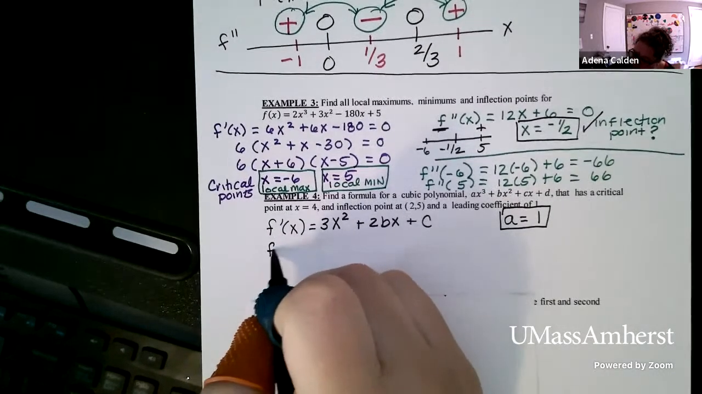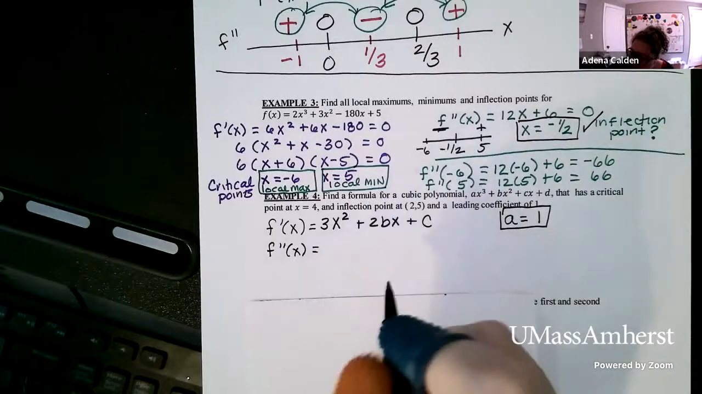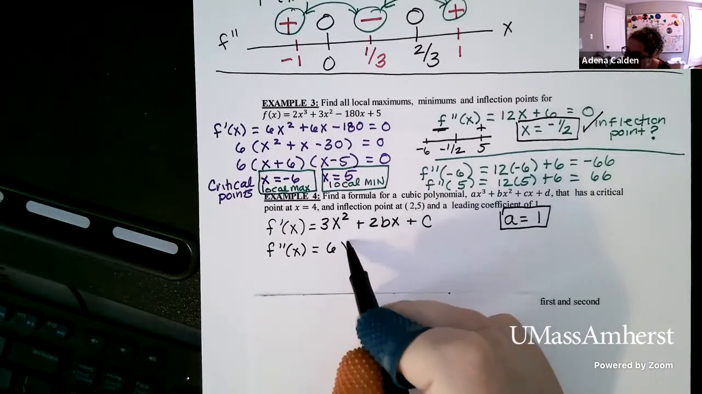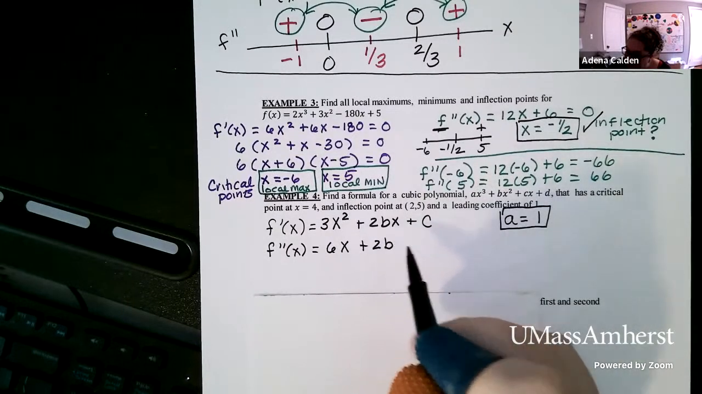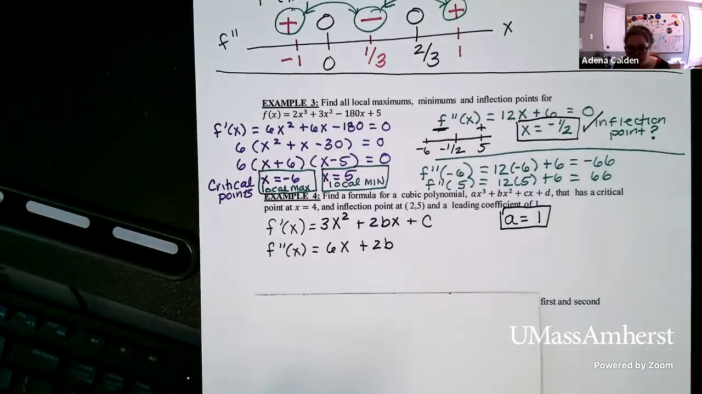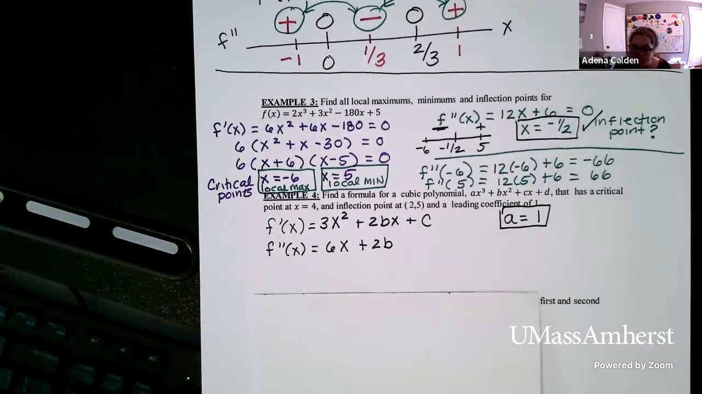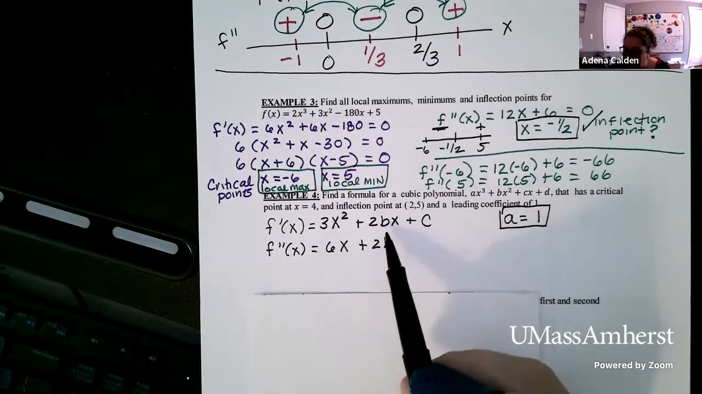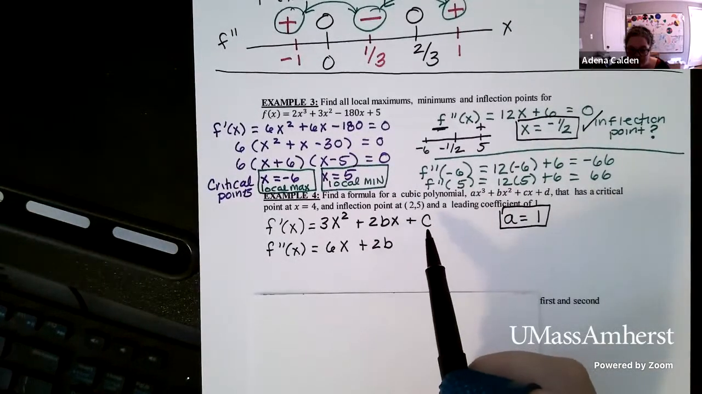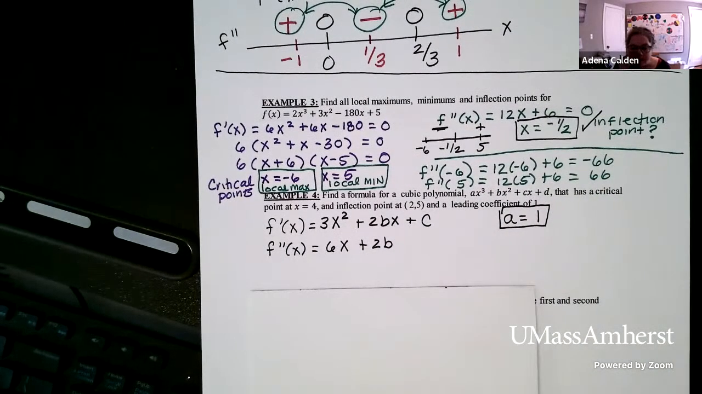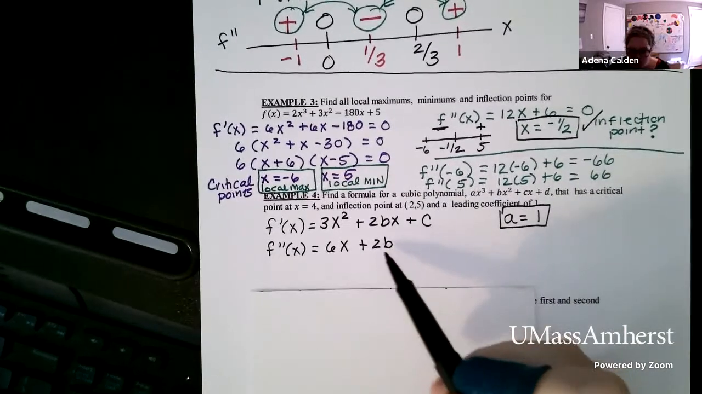We also want to find the second derivative, and hopefully you'll be able to tell why I recommended that in a few minutes. But here, when we take the derivative, we get 6x plus 2b. The derivative of c goes away because, again, now c is a constant that's by itself. So we have information about the critical point at x equals 4 and the inflection point. So what I want to notice here is that in the first derivative, there are two unknowns, b and c, which means knowing something about the critical point is not quite enough. Whereas the second derivative has only one unknown here, which is the b.